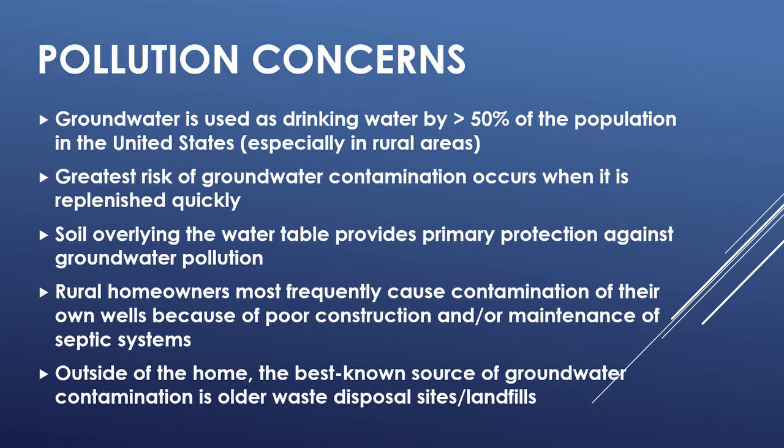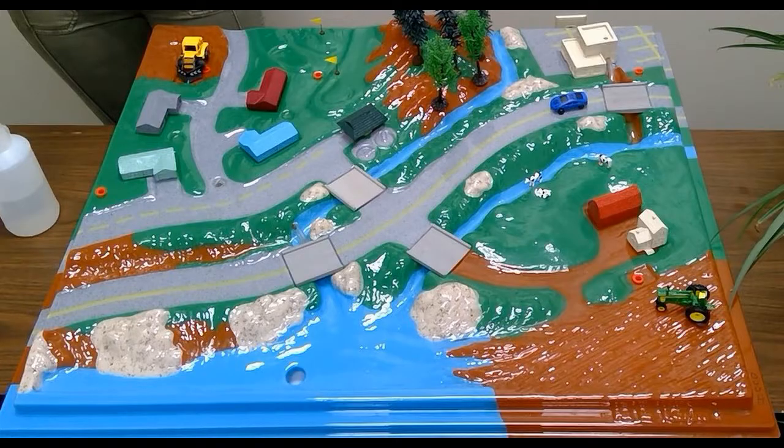In rural communities, homeowners frequently cause contamination of their own groundwater supplies and drinking wells because of poor construction or maintenance of their on-site septic systems. Outside of this residential contamination, the best-known source of groundwater contamination is from old waste disposal sites or landfills. At this time, Monica Lee will show you how our groundwater and surface water can become contaminated.